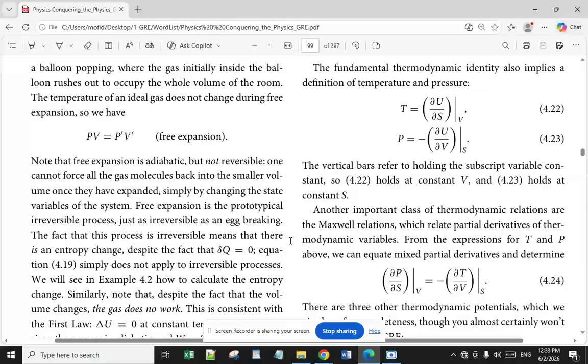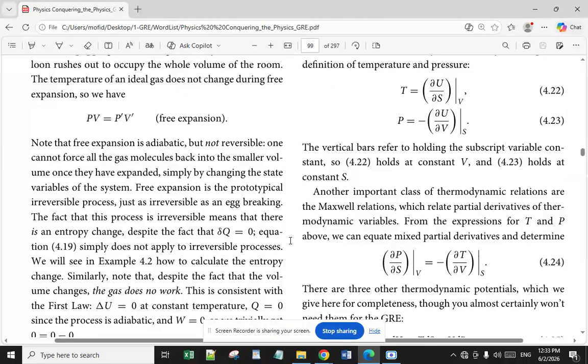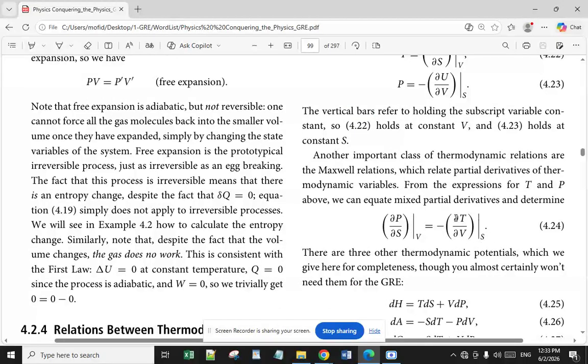Another important class of thermodynamic relations are the Maxwell relations, which relate partial derivatives of the thermodynamic variables. From the expressions for temperature and pressure above, we can create mixed partial derivatives and determine ∂P divided by ∂S, where the vertical bar means that the volume is constant, is equal to minus ∂T divided by ∂V, where on the right-hand side the entropy is constant.